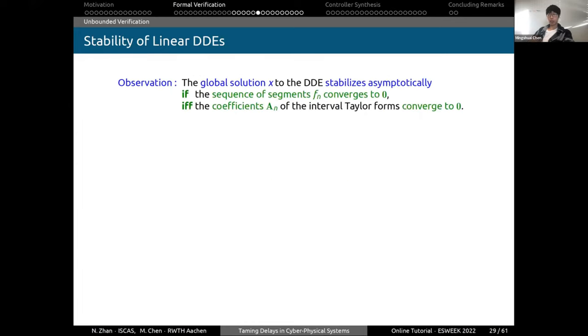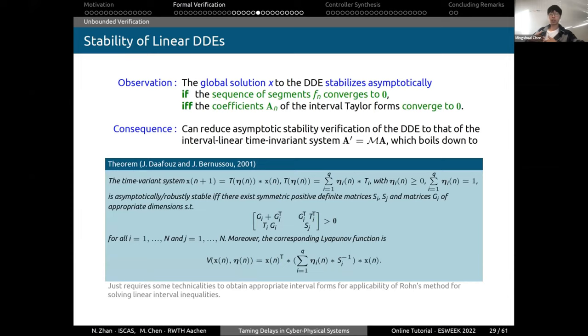Because we can use such a discrete time invariant system to analyze the stability and safety properties of the original delay differential equations. The general observation here is that the global solution X to the original DDE stabilizes asymptotically if the sequence of segments Fn converges to zero. So zero here is the only equilibrium, so the only steady state. And this happens if and only if all the coefficients in the so obtained linear operator converge to zero. So there's a connection between the original system and the reduced time invariant system. And the consequence of this observation is that we can always reduce stability verification of delay differential equations to that of the time invariant system.